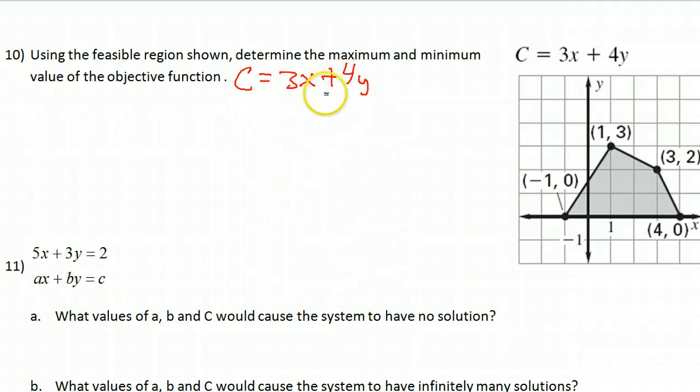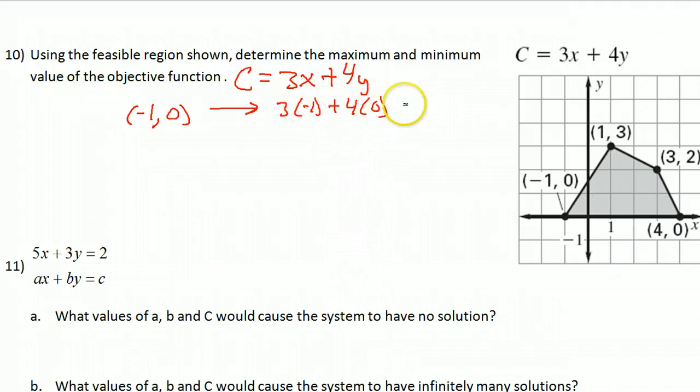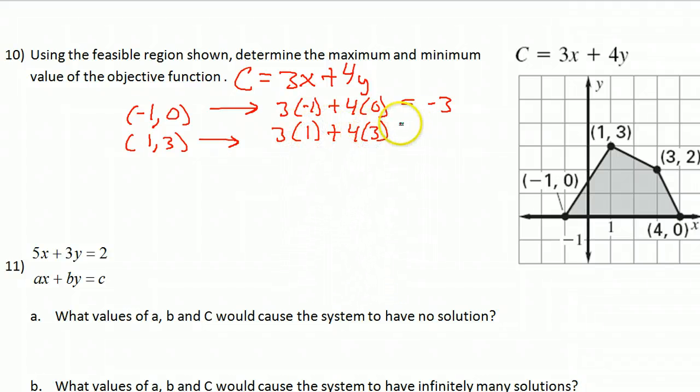Okay, I'm back now. So where was I? So yeah, we're going to put in these points. So that's going to be -1, comma 0, and we're going to put that in. So that would be 3 times -1 plus 4 times 0. That's gone, so that's just going to make -3. Now I'll do the next one. So 1, 3. That would be 3 times 1 plus 4 times 3. Well, that's 3 plus 12, so that is 15.